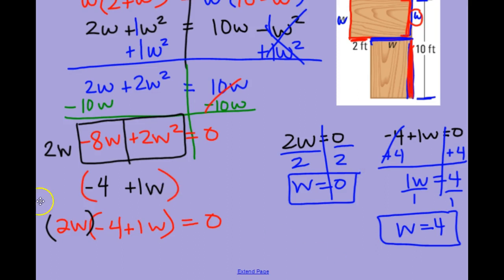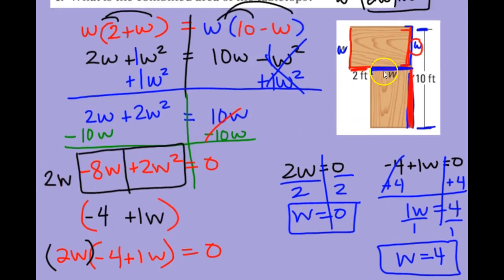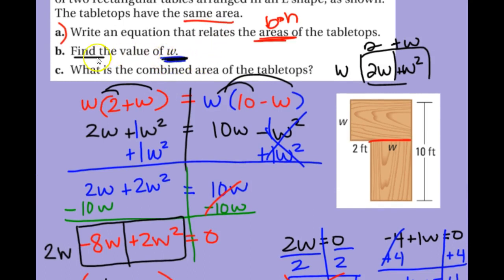But think in real life, you guys. If we're talking about w as the width of our table here, can you have a width, or how wide your table is, and can that be 0? Can you have a width right here of 0? That's not possible. So we need to think realistically. The only answer that would make sense is 4. So the value of w, well, w equals 4.